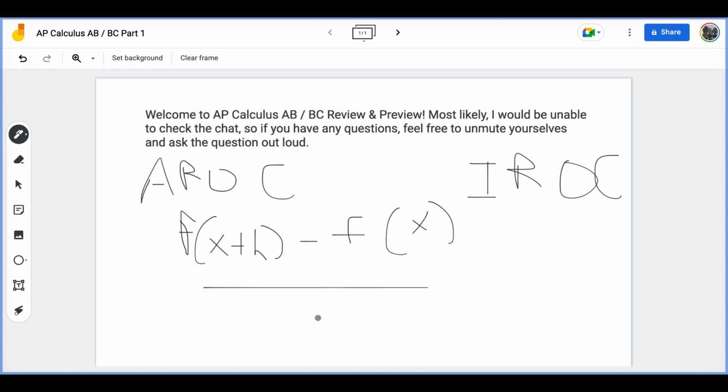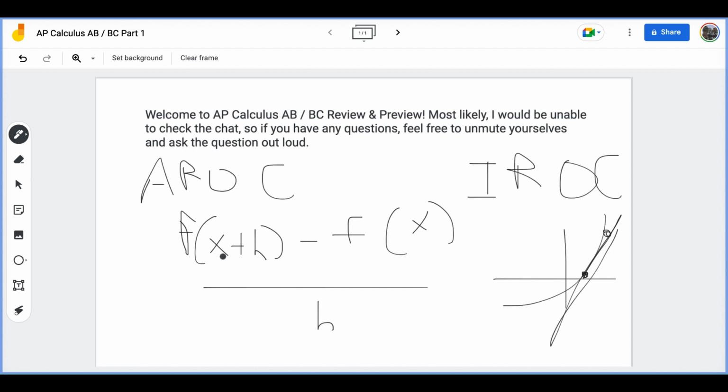So this is basically using a graph. You have some function, you have some point x, and some point x plus h. So this is the slope of the secant line that goes through those two points. Secant line basically means it intersects the graph at two points. IROC is the slope of the tangent line.